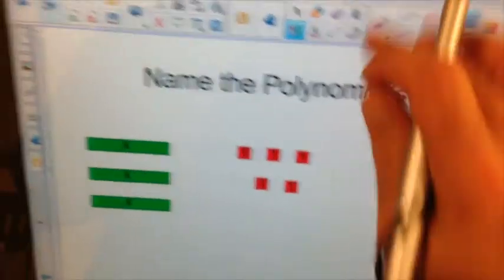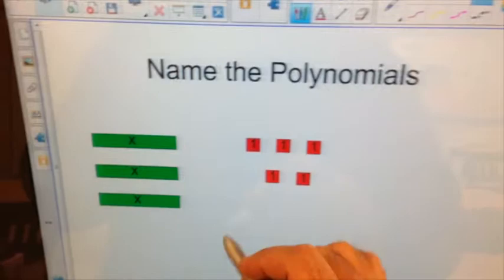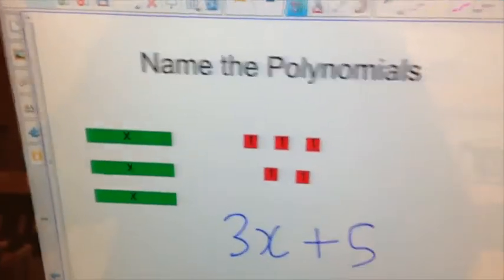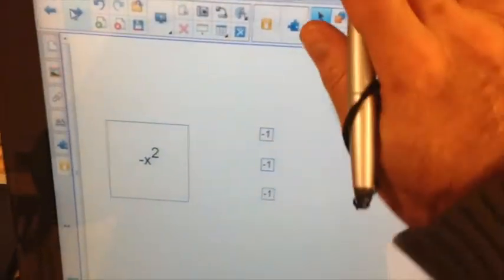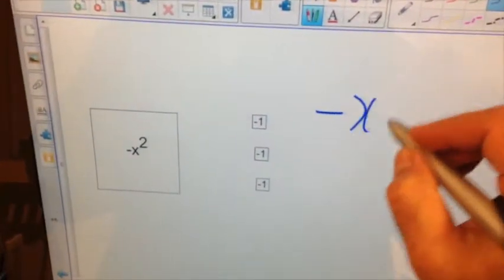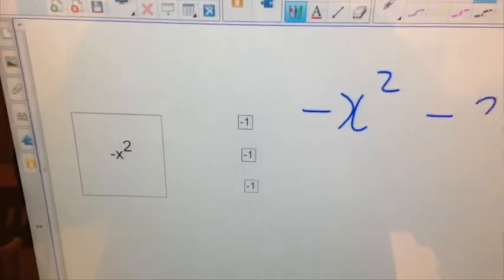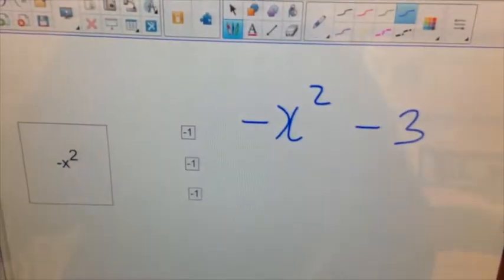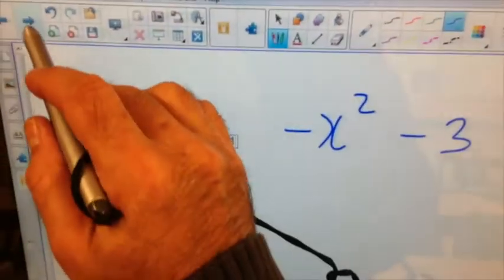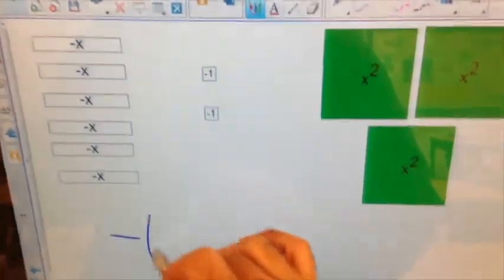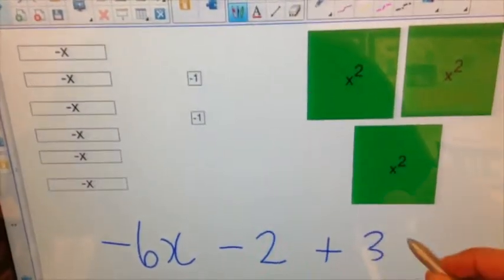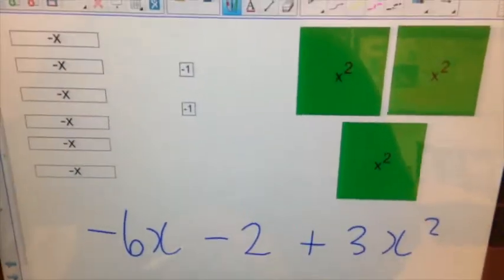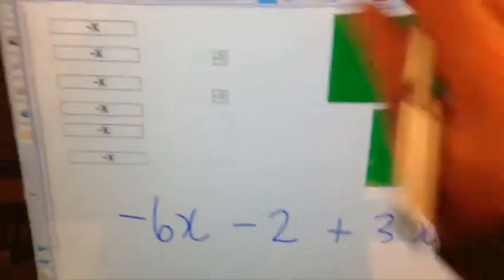So name the polynomials. We can tell here we have 3x plus 5. Next here, we have a negative x squared. We can say negative 1, but we don't prefer to put the 1. Negative x squared. Take away 3, but better say negative 3. Negative x squared, negative 3. Here we have negative 6x squared, that's a negative 2, and this is a positive 3x squared. So negative 6x squared minus 2 plus 3x squared is what it shows.